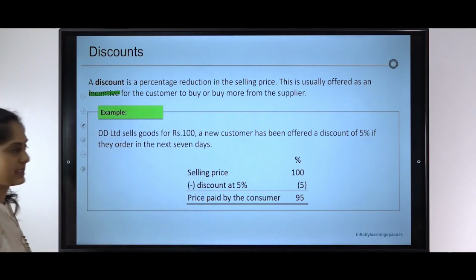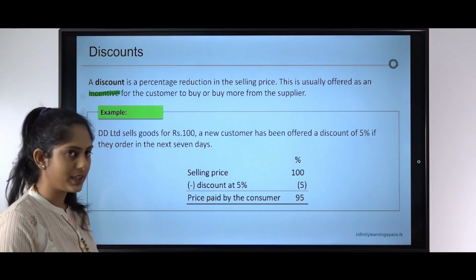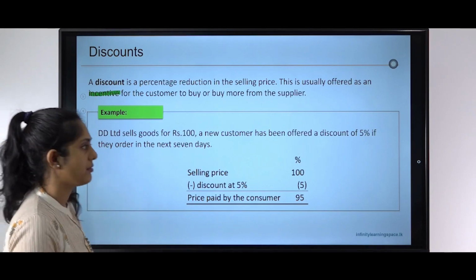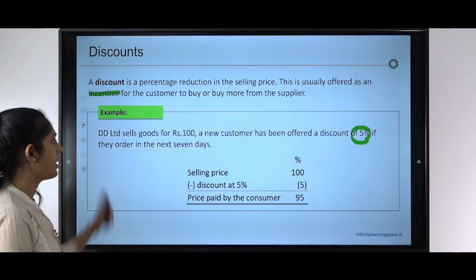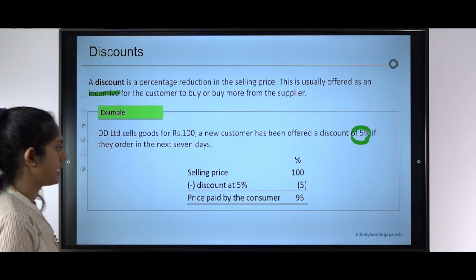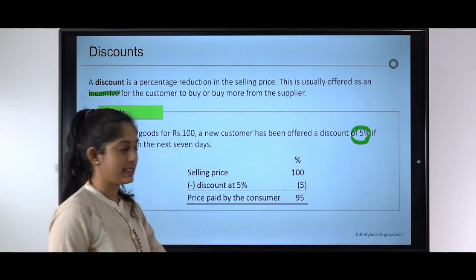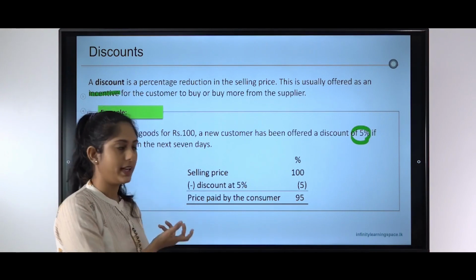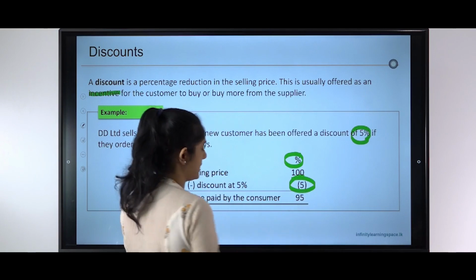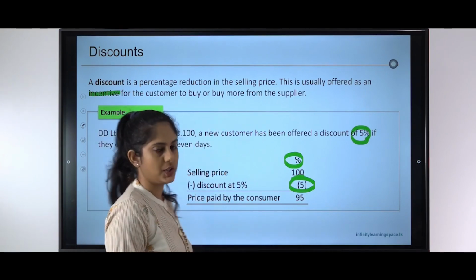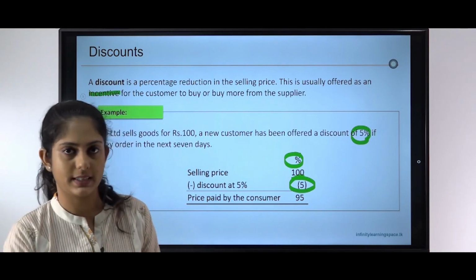So if there is a discount like this, let's say DD Limited sells a good for ₹100, a new customer has been offered a discount of 5%, right, if they order in the next 7 days. So how that works as the net price is, if your selling price is 100, from that you deduct the 5%, so this is in percentage, so you deduct the 5%, price paid by the consumer to us will be 95. Right, 100 minus the 5.